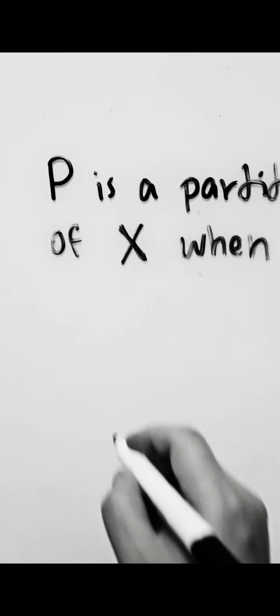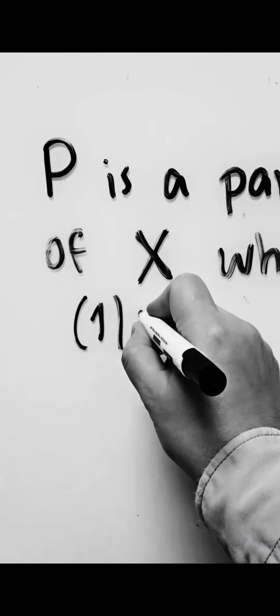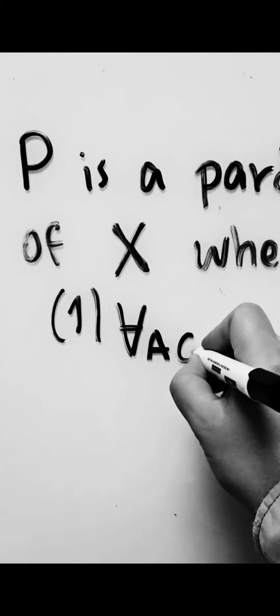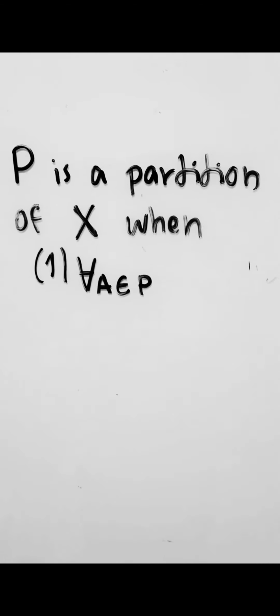What is a partition of a set? A set P is a partition of a set X when the following conditions hold. Firstly, every element A of P must be a non-empty set.